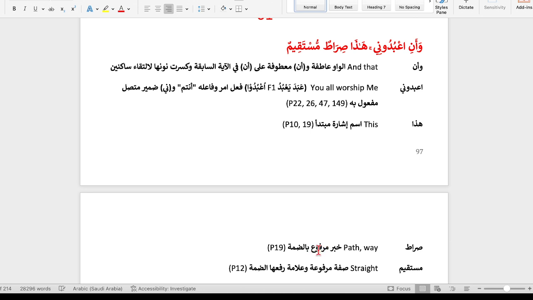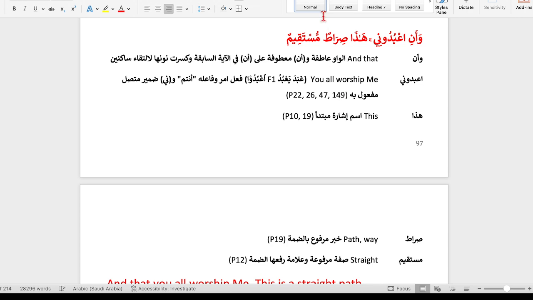And it is marfu because mubtada and khabar have to be marfu with dhamma, and with this we see this dhamma sign. So haza siratun, mubtada khabar, means a complete sentence. This is the path. Mustaqimun is the naat for siratun. So nakira, and you see that all masculine and singular. So the naat follows the manut in all those properties.